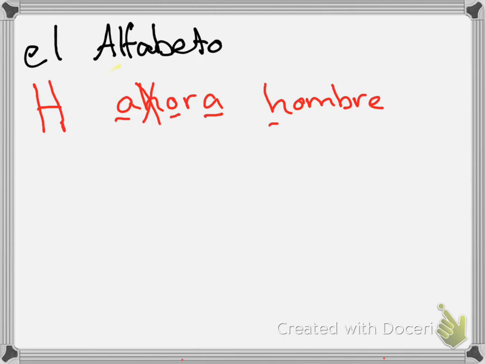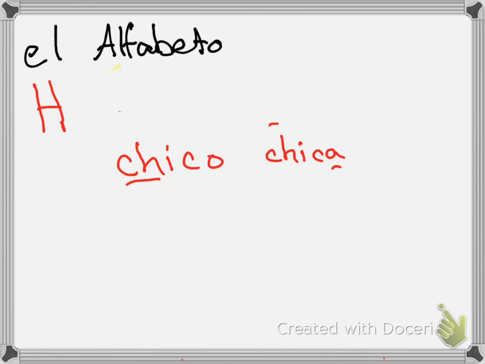Now, the one instance when the H is allowed to affect the word is when it's next to the letter C. For example, chico makes the same sound as it does in English, a nice ch, chico. Chico, which means boy, or chica, which means girl. So H, no sound, unless it's with a C.